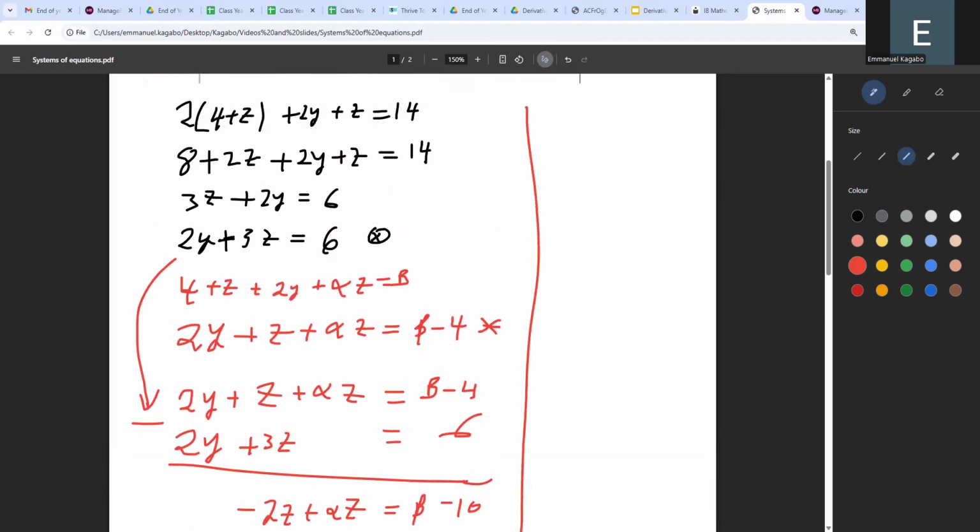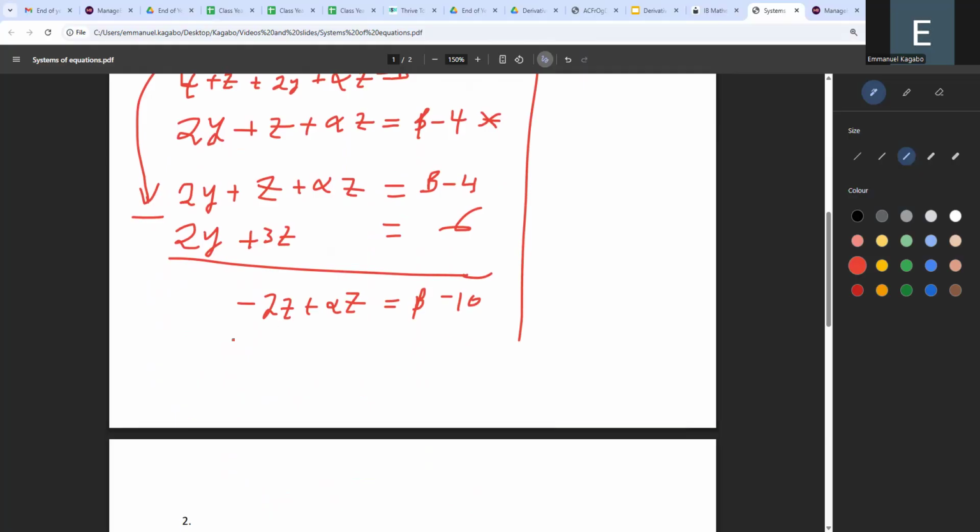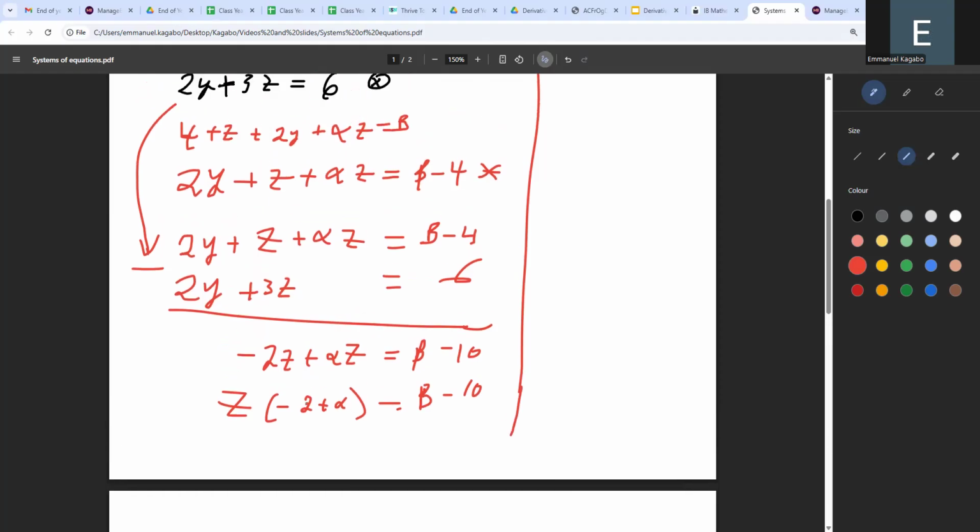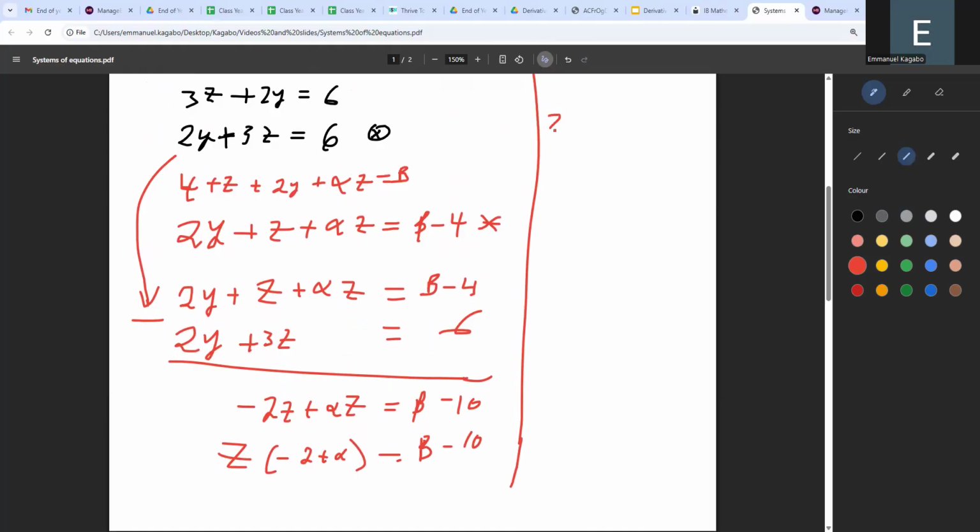Okay, like this here. Now, can I factorize the z? Because it's common. So I'll get negative 2 plus alpha, all times z, equals beta minus 10. Okay, fast forward. Now, I want to get z, so I'll divide both sides. So z will be equal to beta minus 10 over alpha minus 2. Okay, this is 2, guys, not z. That's the z value.